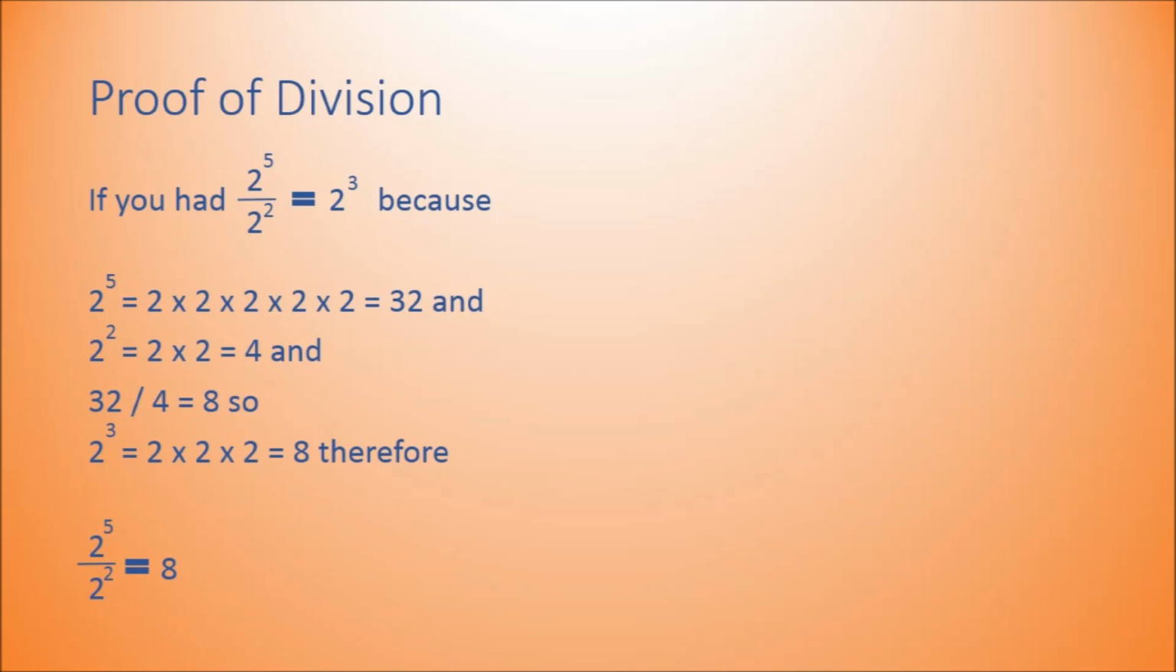And then here's a proof for division, like I had for multiplication. If you had 2 to the fifth over 2 squared, you get 2 to the third, which is 8. But to prove this, 2 to the fifth is 32, and 2 squared is 4. And if you divided 32 by 4, you'd get 8. So it's really the same as if you did 2 to the fifth over 2 squared. For both of them you get 8, and that's how you prove this rule of subtracting exponents when you're dividing.